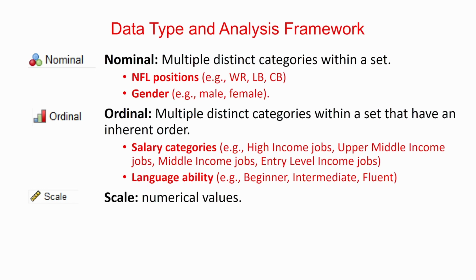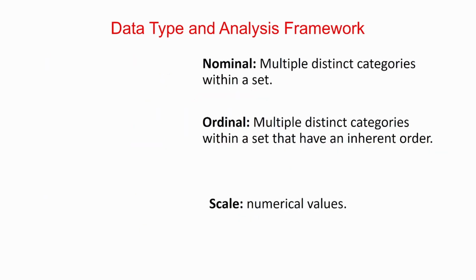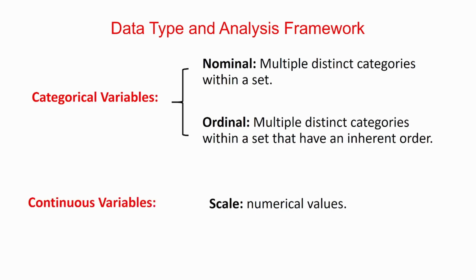Another one is called scale. Scale is basically numerical values. For instance, age, you have 2, 18, 80, 99, 102. Income also has different numbers. But to simplify it, both nominal and ordinal can be considered as categorical variables. And for scale, we call it a continuous variable. That ties back to what I mentioned earlier about categorical variables and continuous variables. In this tutorial, I will only use the names categorical variable and continuous variable moving forward. So you'll find that it's kind of easy to understand this tutorial.